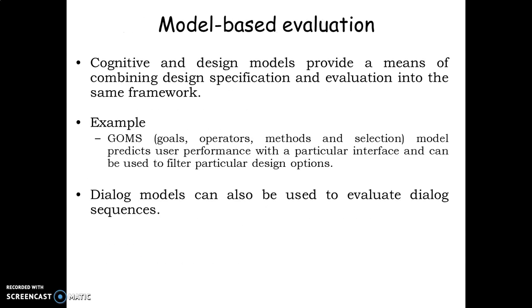Now the next method is model-based evaluation. There are different types of models possible. Some models can be cognitive and design models, which provide a means of combining the design specification and evaluation in the same framework. An example of model-based evaluation is the GOMS model, which we are going to learn later, which talks about goals, operators, methods, and selection. This model predicts users' performance with a particular interface and can be used to filter particular design options. Another type of model is a dialogue model, which can also be used to evaluate a dialogue sequence.